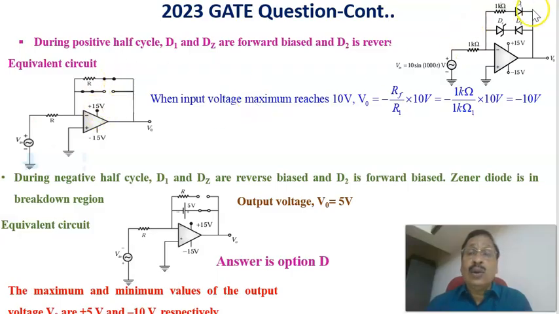Since the diode D1 is forward biased, we can consider it a short circuit because we are neglecting the diode drop. Since the zener is also forward biased, it is shorted, and the diode D2 is reverse biased, that is, open circuited. Therefore, this is the equivalent circuit during the positive half cycle of the input. If you see this, it is an inverting amplifier configuration. The input is given at the inverting terminal through a resistance R, and the feedback resistance is equal to R, and this is the output voltage.